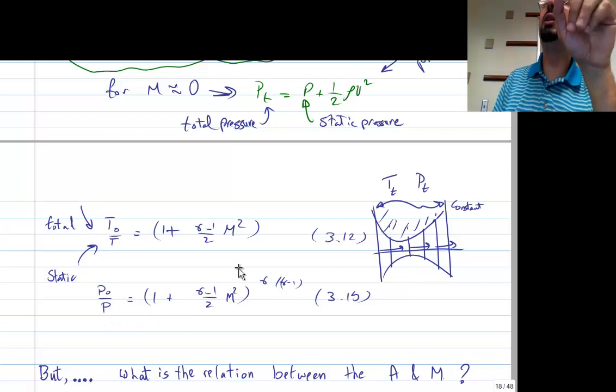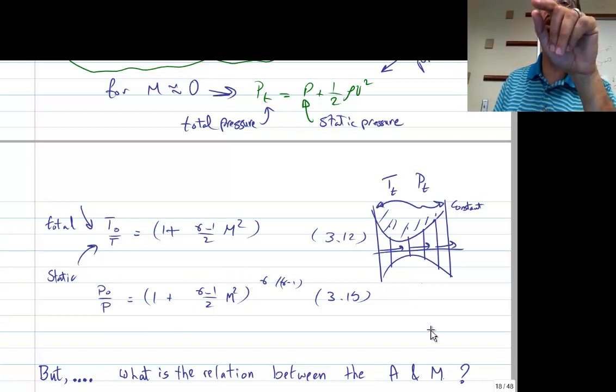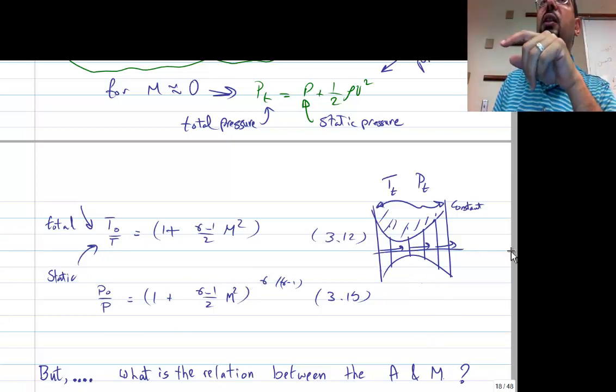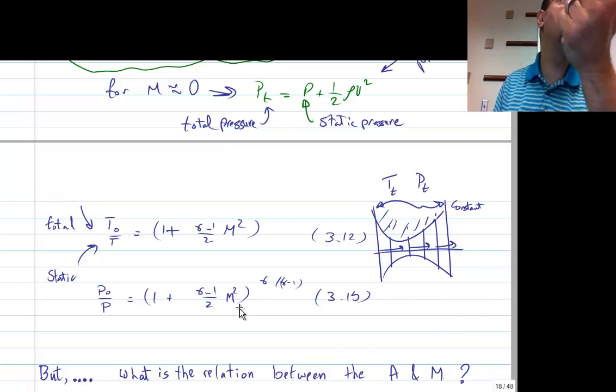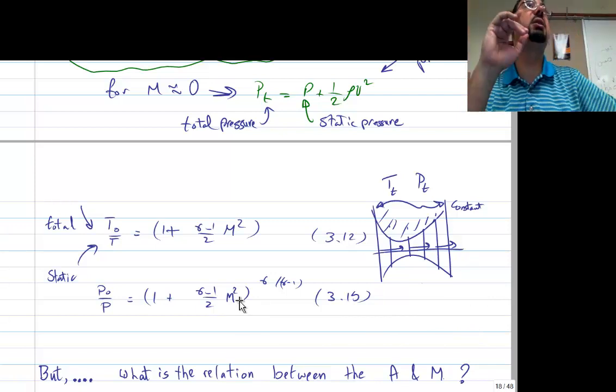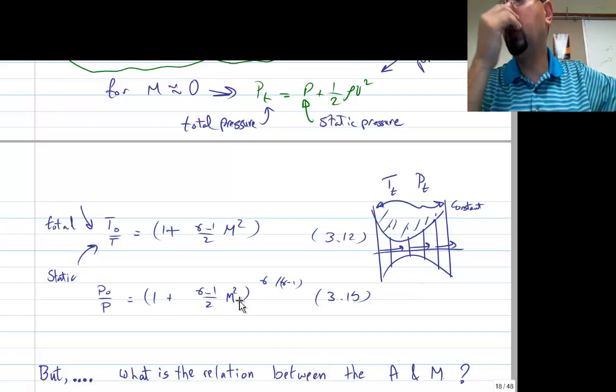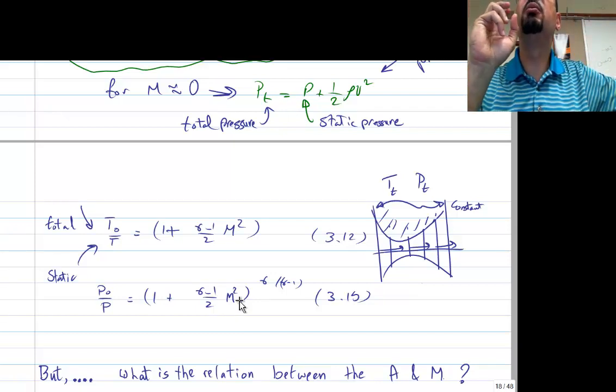So what did we start with in this chapter? We started by saying that we want to solve an area change. If we have different area, we would like to know what's the new Mach number, what's the new temperature, what's the new pressure. We didn't do this yet. But we needed those stagnation values because that's how we're going to write the solution.